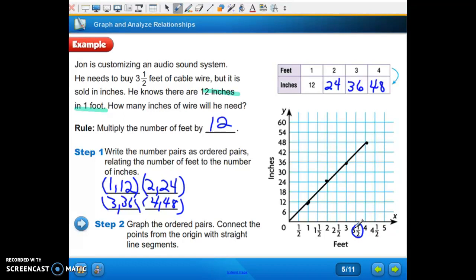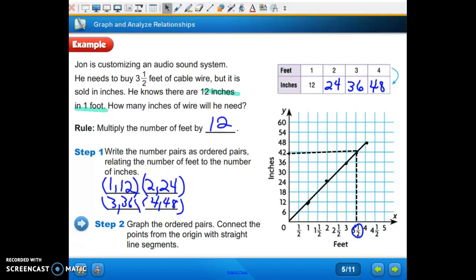Now it says draw a vertical line from 3 1/2 on the x-axis. That means that line is going to be straight up and down to the line that connects the ordered pairs. Now, you really shouldn't have an arrow on this, but I want to use this dotted line. So you should use a little dotted line. 3 1/2 feet is how many inches? 42. You should have drawn that little dotted line at 3 1/2 feet up to where it met your straight line, and then over so you could see how many inches it is.